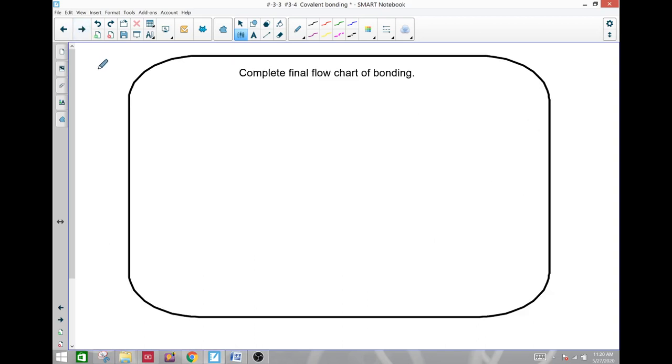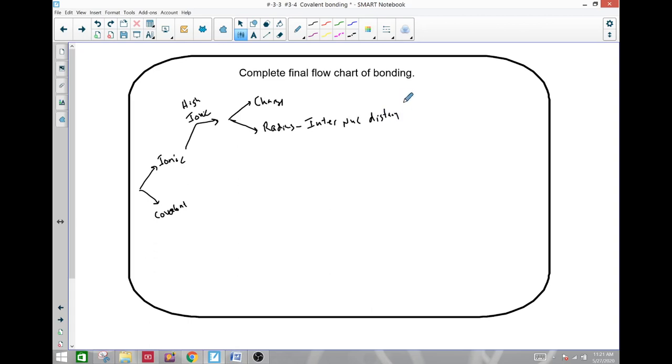All right, so the complete final flowchart of bonding. How do we want to look at this? The first thing we want to do, and this is really important for general understanding, is ask what type of substance you have. Do you have an ionic substance? Do you have a covalent substance? What's breaking when it melts? When this goes this way, you're going to break an ionic bond. That's really hard. This is going to be very high melting points. But the factors affecting that would be size of charges and the radius, or internuclear distance.